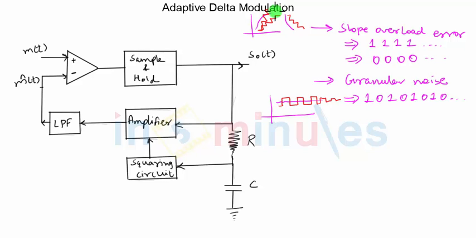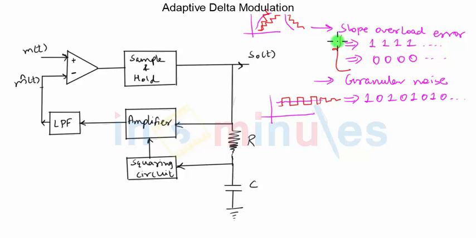So now how to tell the delta modulator that MCAP-T should increase the step size or it should decrease the step size. Here we want to increase the step size and here we want to decrease the step size. So this is done with this extra circuitry that we have in adaptive delta modulation.